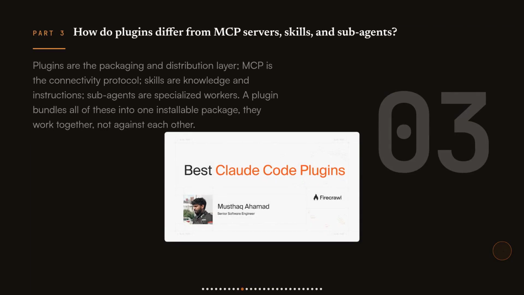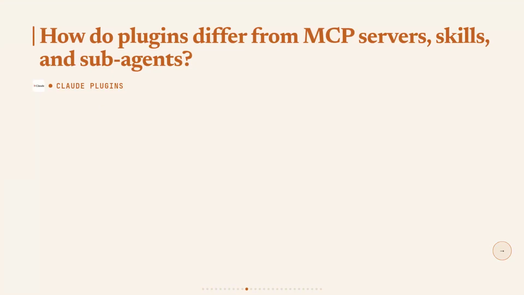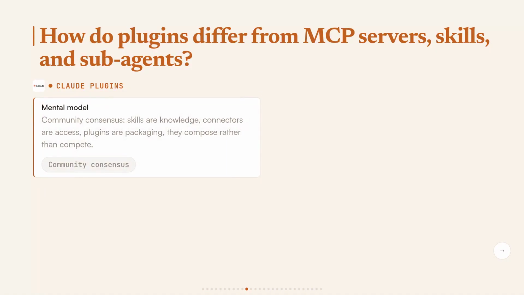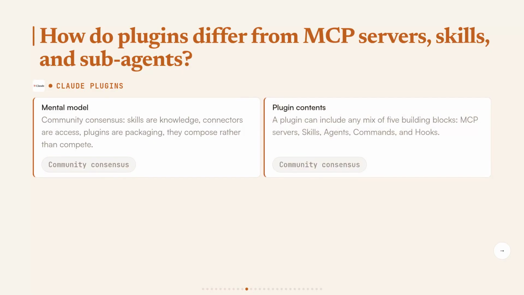People conflate these 4 terms constantly, and community consensus lands on a clean analogy for sorting them out. A skill is a recipe. An MCP server is the plumbing that brings tools into the kitchen. A sub-agent is a dedicated chef for one dish. A plugin is the cookbook with a stocked pantry. It bundles all of it into one package. Concretely, a plugin can include any mix of 5 building blocks: MCP servers, skills, agents, commands, and hooks.